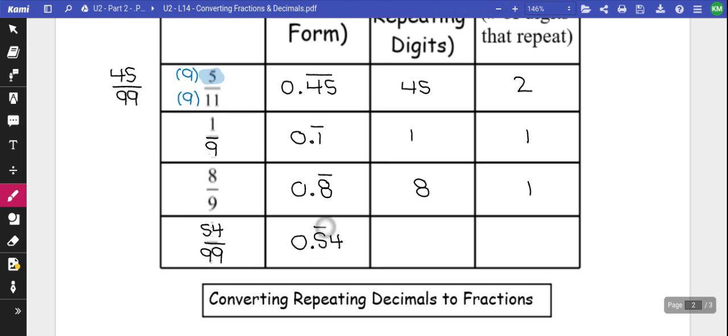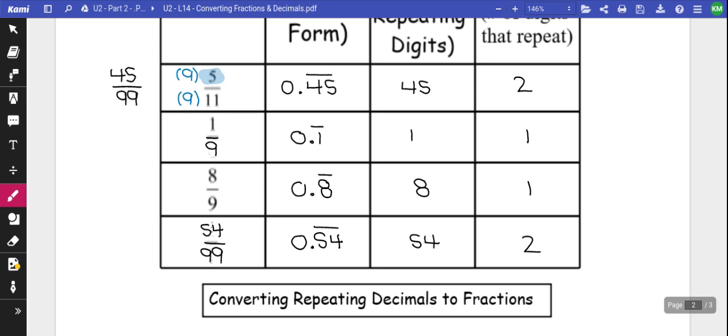0.54 repeating. Whoa! The two digits that repeat were Miles's favorite number. It's like math magic there. There were two of them. Griffin? So anything divided by 99 repeats? Yeah. Did you hear that moment, kids? Griffin just said anything divided by 99 repeats.